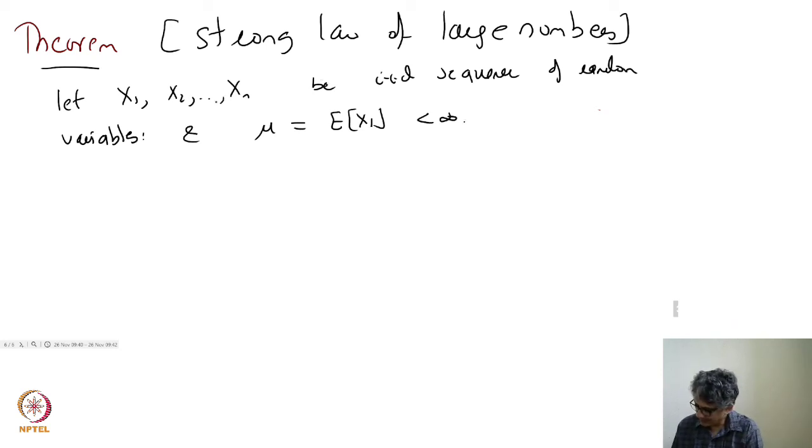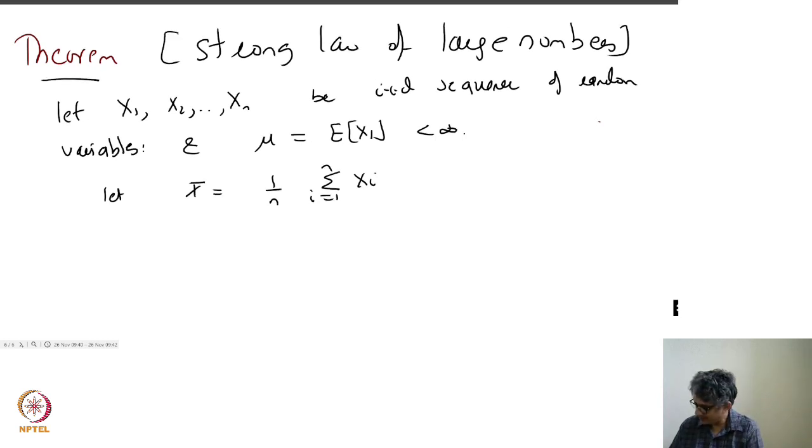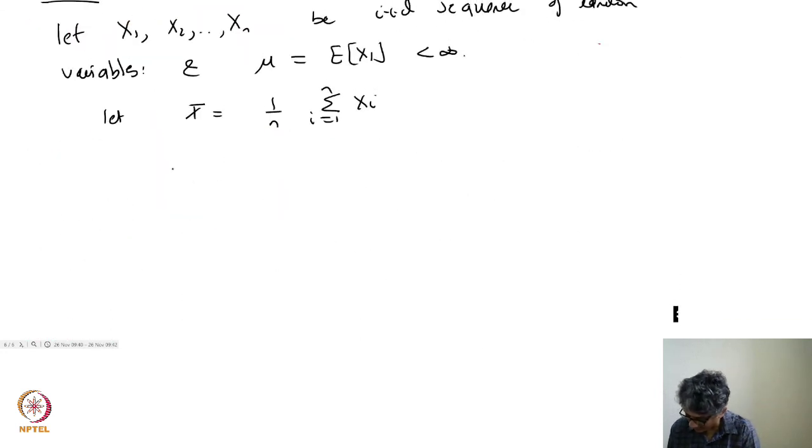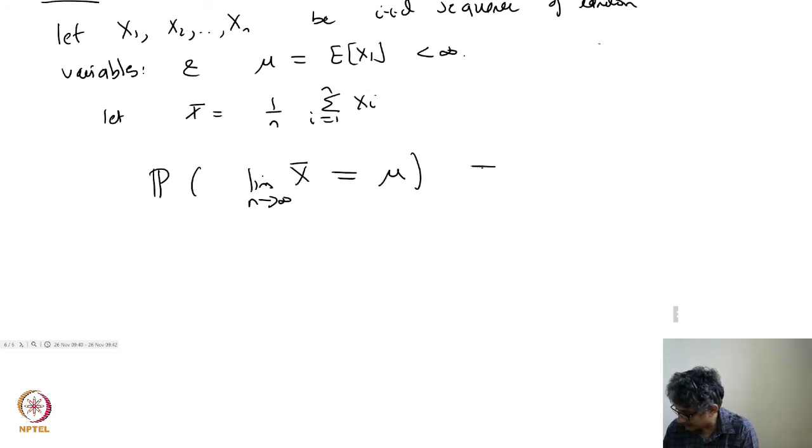So now we have this. Then the following is true. Let X bar be equal to 1 over n summation i equal to 1 to n of Xi. Then in the above we have shown the limit as n goes to infinity, the probability of X bar differing from mu goes to 0. But here we show a little bit stronger statement. We show that the probability that the limit as n tends to infinity, look at all the sample points for which X bar, which depends on n, is equal to mu. This probability is actually equal to 1.